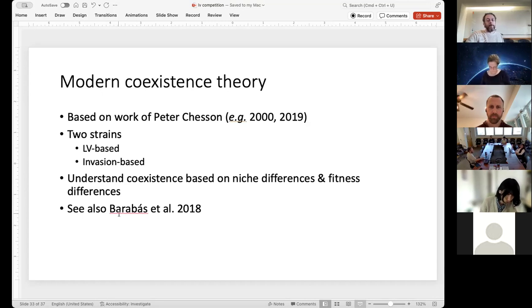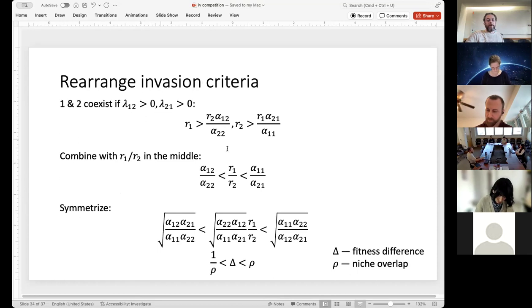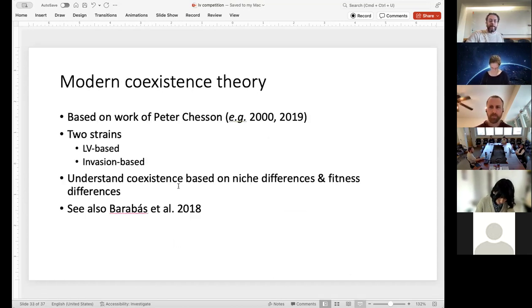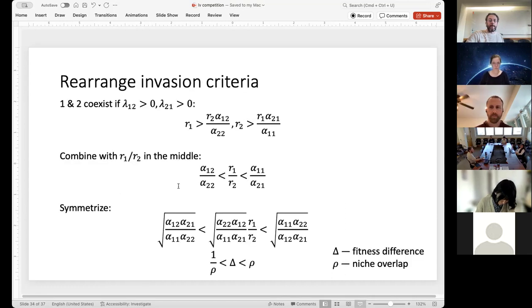And if you want to read more, there's this recent overview by Juri Barabas and colleagues, although I think it's mostly about the invasion version. Okay, so what is this? Oh, I was going to add some slides so I could dish this out bit by bit. Now you have to look at it all at once.